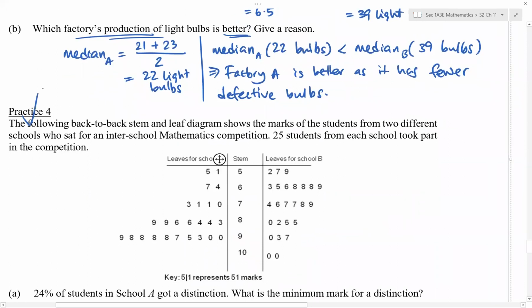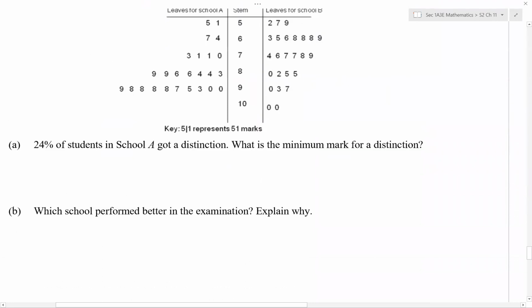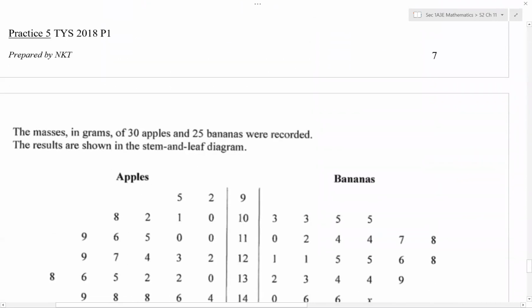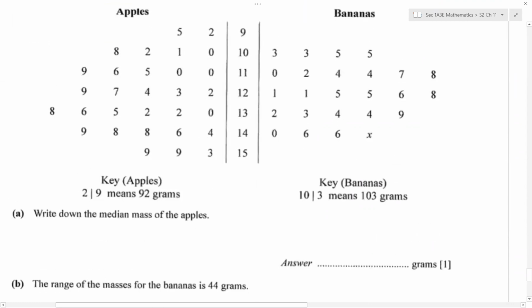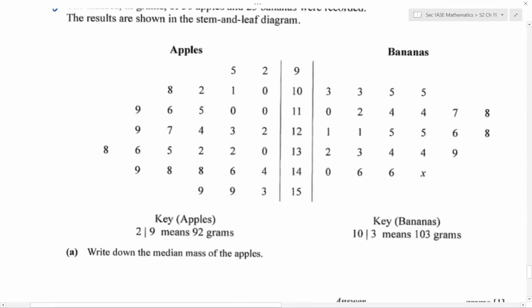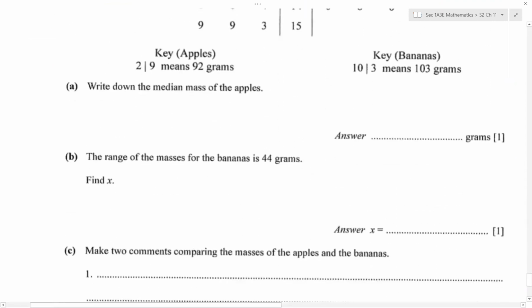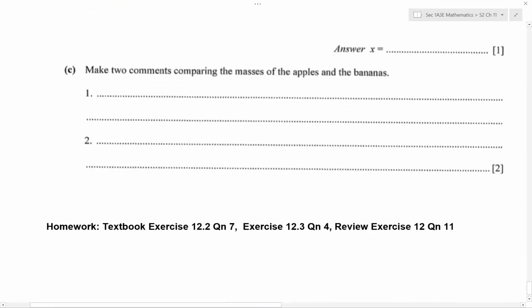So practice number 4, you can do it by yourself as well. Practice, the next question over here, also do it by yourself as your homework. All the question types in these few homework questions are the same. So here you also have your homework question. Please complete it and your teacher will go through it with you.